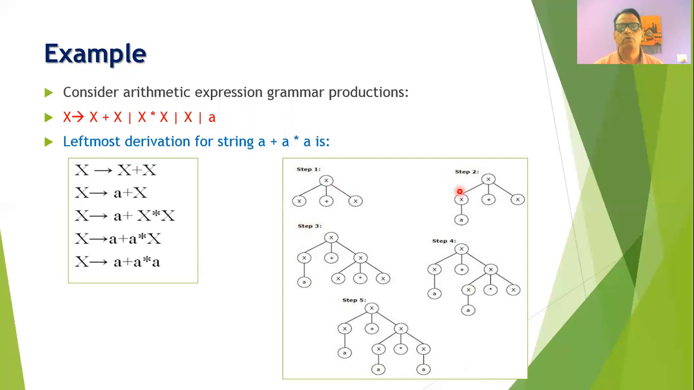In step two, we will further derive X by a. In step three, this X is being replaced by X star X. Then we will replace this X by a, and then finally we will replace this X by a. So this is the complete parse tree that we obtained for the given string a plus a star a.